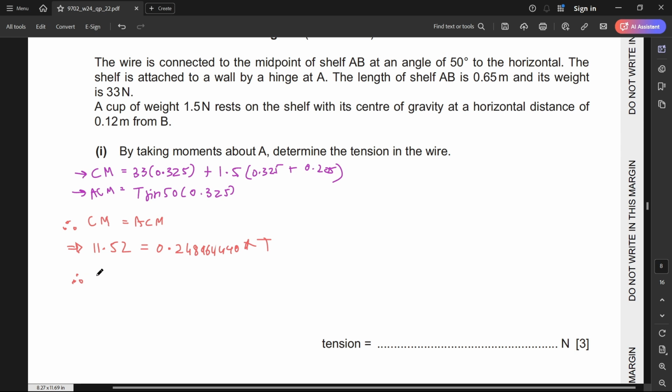And therefore, if I have to make T the subject of the formula, it is going to become 11.52 divided by that answer, which comes out to be 46.271 newtons. And therefore, the final answer for this part comes out to be 46 newtons, which is correct.